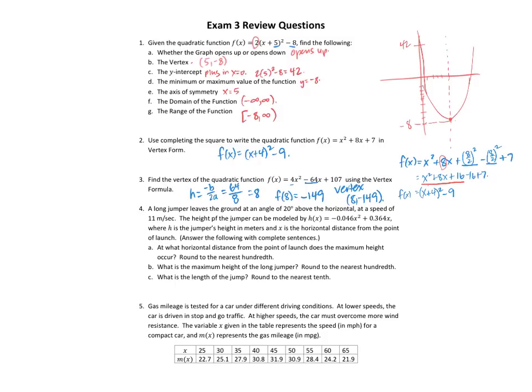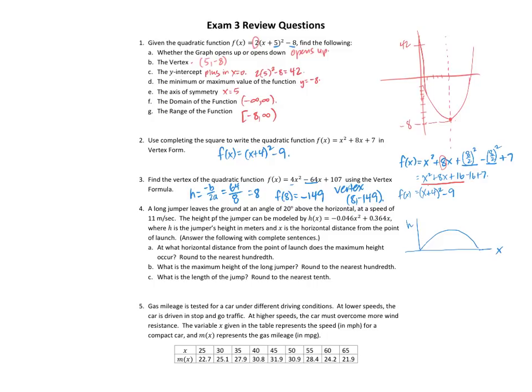Problem 4 says a long jumper leaves the ground at an angle of 20 degrees above the horizontal at a speed of 11 meters per second, and its height can be modeled by that, where h is the height and x is the horizontal distance. At what horizontal distance from the point of launch does the maximum height occur? Okay, so let's see here. We're doing something like this, and he takes off here. So x is the distance traveled in the horizontal, and h is the height. So this is the actual path that the jumper jumps.